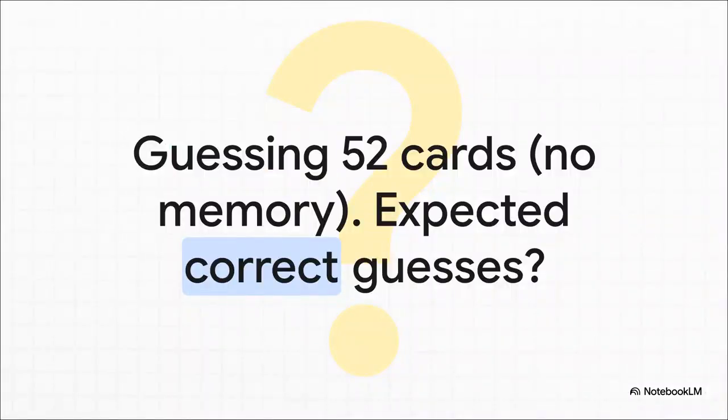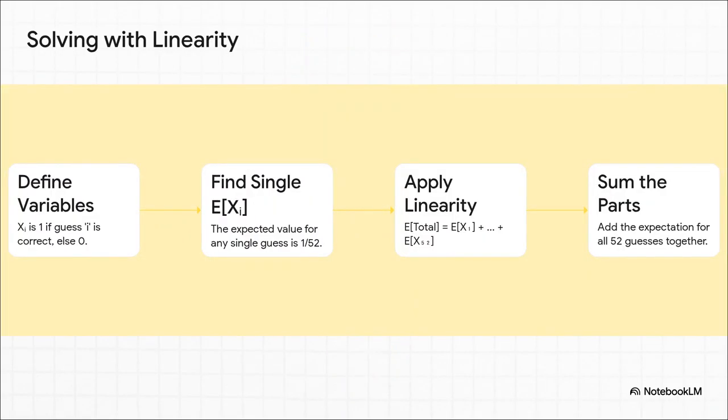Now for a real test. A deck of 52 cards is shuffled. I'm going to turn them over one by one, and before each card, you'll guess what it is. Here's the catch, though. You have no memory of what cards have already appeared. So, how many correct guesses do you expect to get on average? It seems impossibly complicated. But watch what happens when we use linearity of expectation.